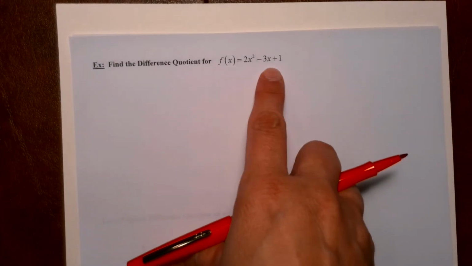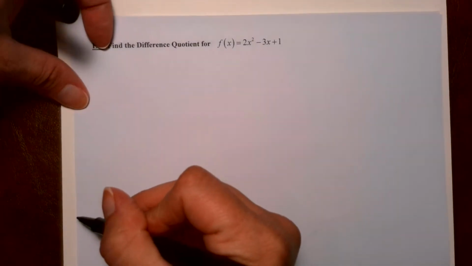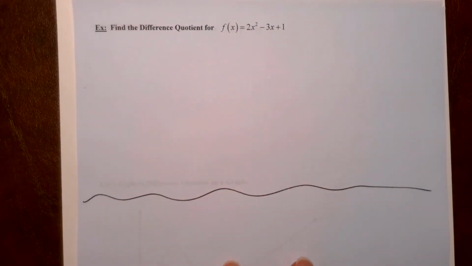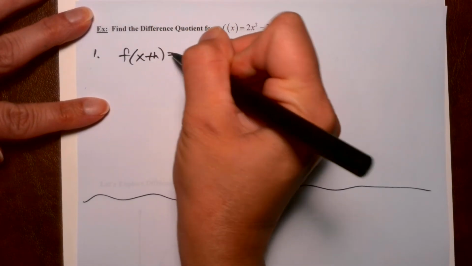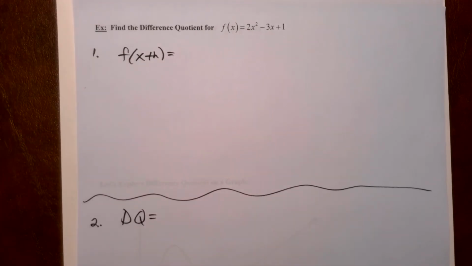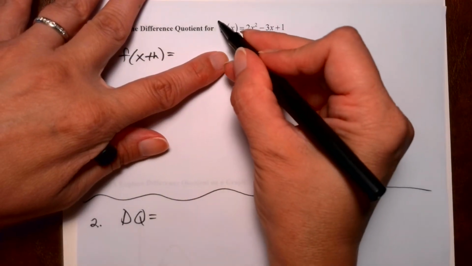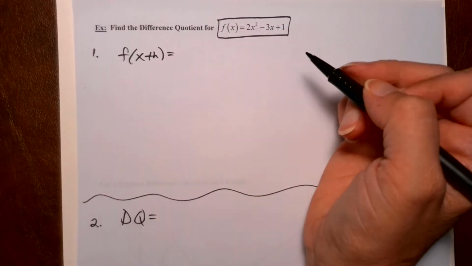Let's find the difference quotient for a quadratic like this. Remember, we said that there were 2 steps. The first thing I want you to do is draw a line right here, separate the page, because we're going to do the big chunk of work, then we're going to do the difference quotient. Step 1 is to find f of x plus h. Step 2 is when we actually do the difference quotient. Our f of x is 2x squared minus 3x plus 1.